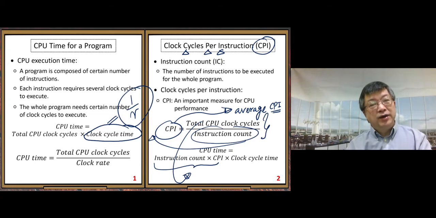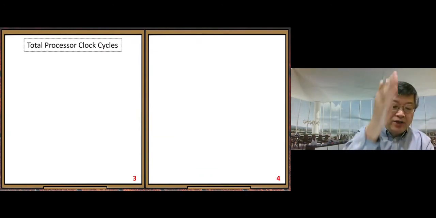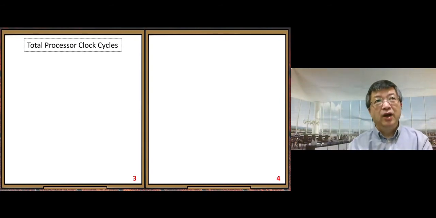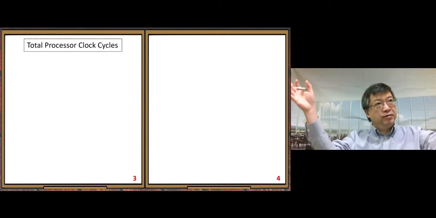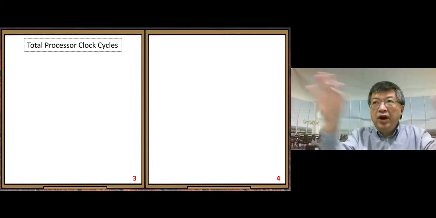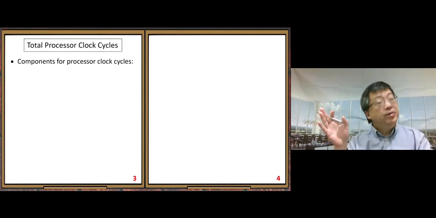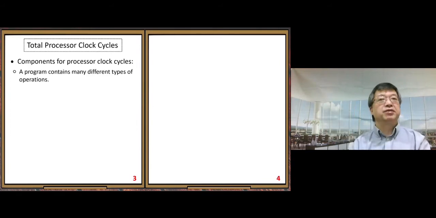In this part, we have many formulas, but most of them are pretty simple, pretty straightforward. Next, total processor clock cycles. We want to look at the details, the breakdown of total processor clock cycles, breakdown based on different operations. All right. So components for processor clock cycles. What do I mean by components? Based on different types of operations.